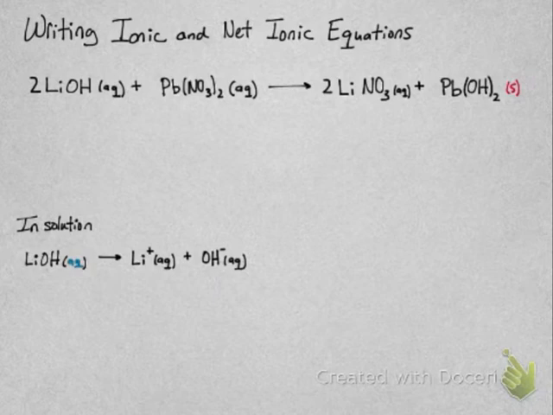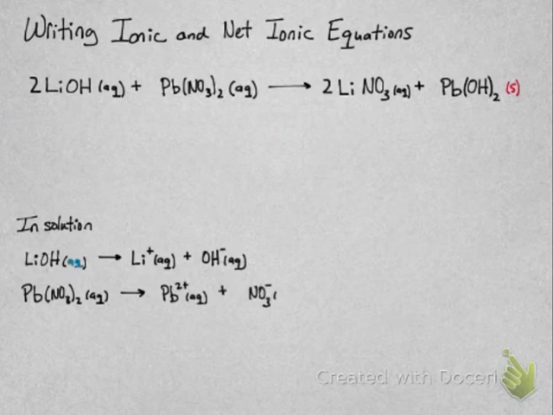Furthermore, the lead nitrate, Pb(NO3)2, can also be represented as these separated ions in solution. Notice that I put a 2 in front of the nitrate because when that salt dissolves, there are 2 nitrates for every 1 lead cation. And so in the completed equation, I write 2 in front of the NO3 minus.